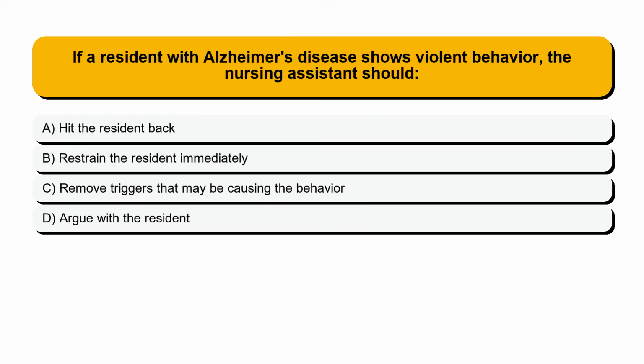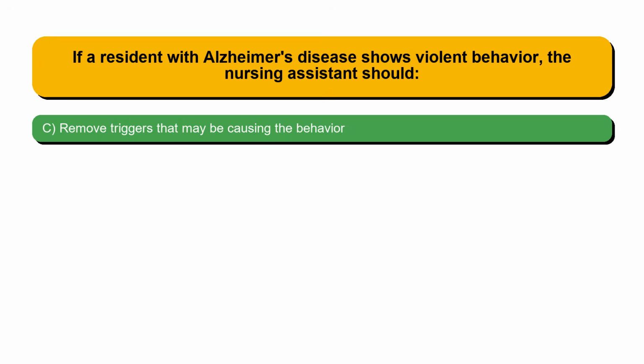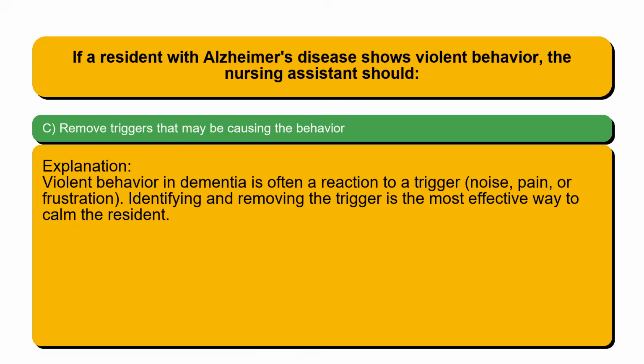Question 88. If a resident with Alzheimer's disease shows violent behavior, the nursing assistant should: Option A, hit the resident back. Option B, restrain the resident immediately. Option C, remove triggers that may be causing the behavior. Option D, argue with the resident. The correct answer is option C, remove triggers that may be causing the behavior. Violent behavior in dementia is often a reaction to a trigger: noise, pain, or frustration. Identifying and removing the trigger is the most effective way to calm the resident.